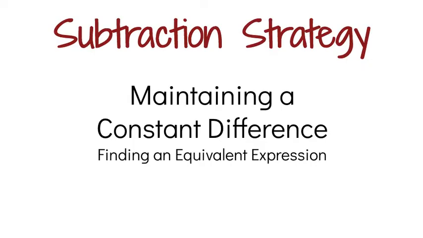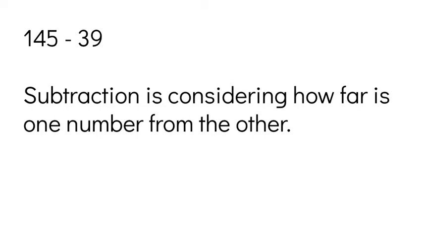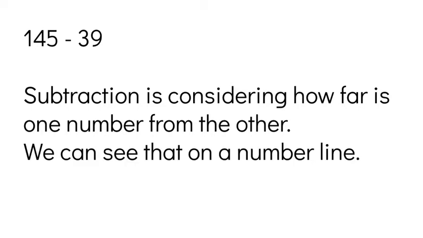I'm going to be showing you a subtraction strategy called maintaining a constant difference, or you can think about this as finding an equivalent expression. So I want to subtract 145 minus 39. Subtraction is just considering how far one number is from the other. So we can visualize this on a number line.